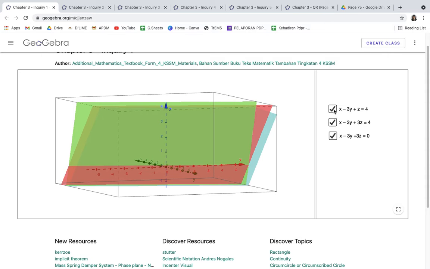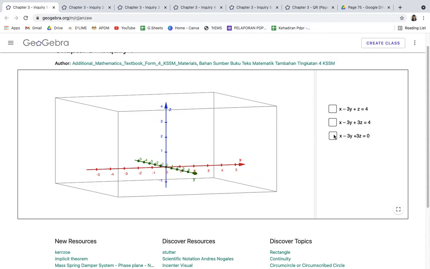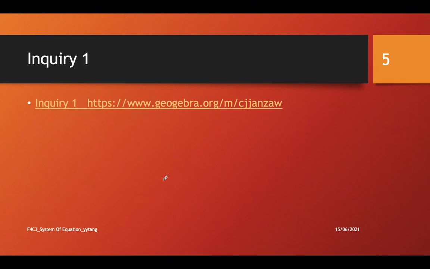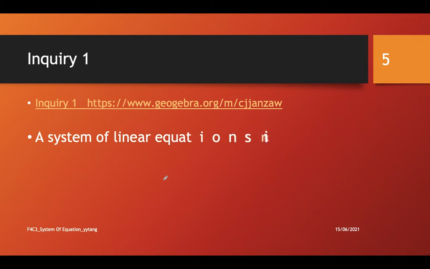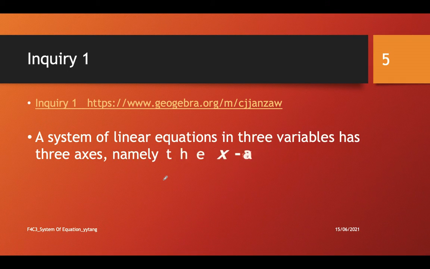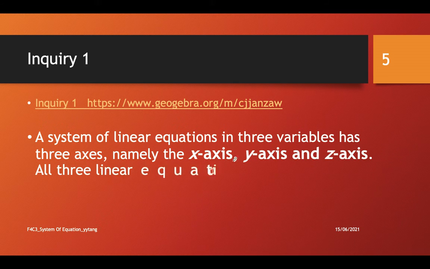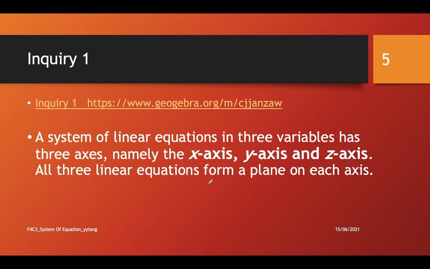This is the equation. Okay? Inquiry 1. So a system of linear equations in three variables has three axes, namely the x-axis, y-axis, and z-axis. All three linear equations form a plane on each axis.